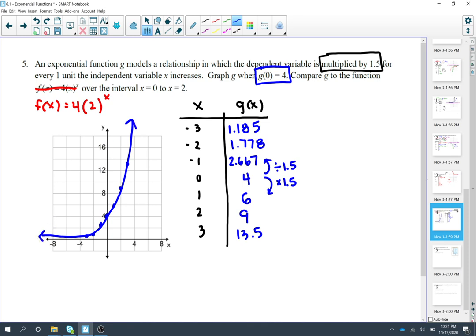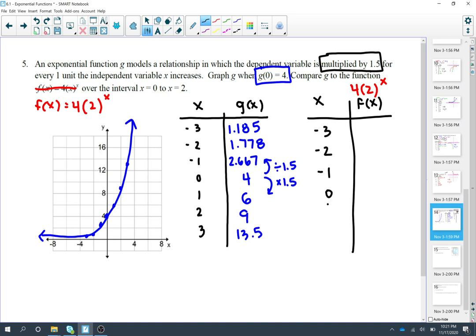Now, we are supposed to compare that to f of x. So f of x, I'm going to do the same idea. And what I know about f of x is that they gave me a function. So f of x is really 4 times 2 to the power of x. I'm still going to do it over the same x values. So -3, -2, -1, 0, 1, 2, 3. Again, take a minute, pause your video. We're going to start substituting here.